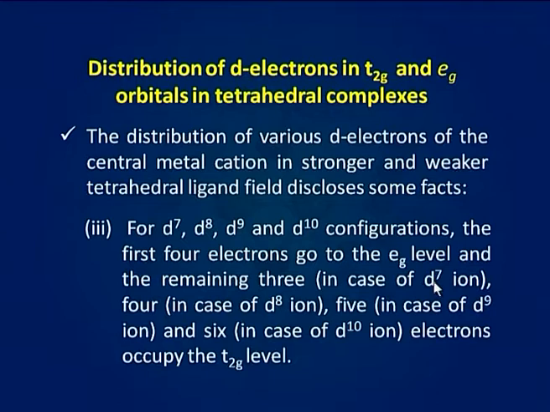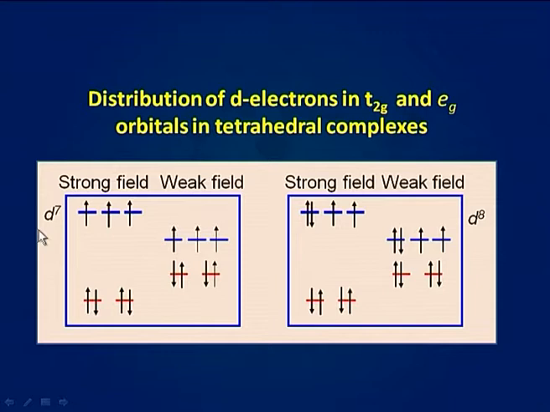For D7, D8, D9 and D10 configurations, the first 4 electrons go to the Eg level and the remaining 3 in case of D7, 4 in case of D8, 5 in case of D9 and 6 in case of D10 ion occupy the T2G level. You can see for D7 system, the electronic configuration for strong field and weak field is same, which is equal to Eg4, T2G3 in both the cases with 3 unpaired electrons.